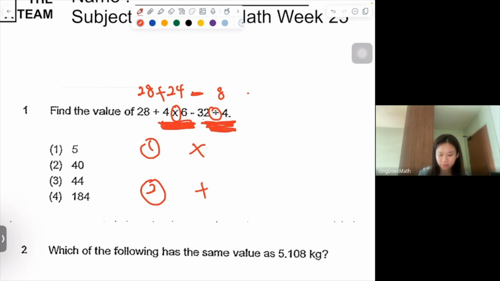So now we'll simplify this further. What is 28 plus 24? You're right, it is 52. We'll keep the minus 8. We'll do it step by step. So now it's 52 minus 8. You're right, it is 44. And hence this gives us option 3.